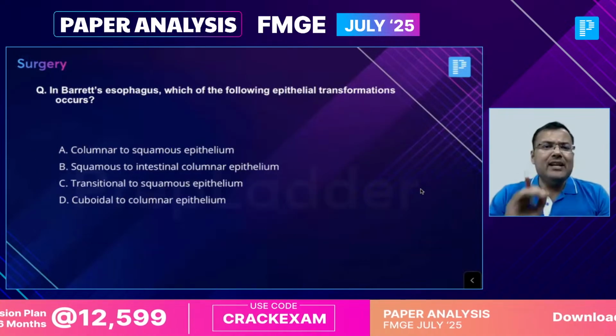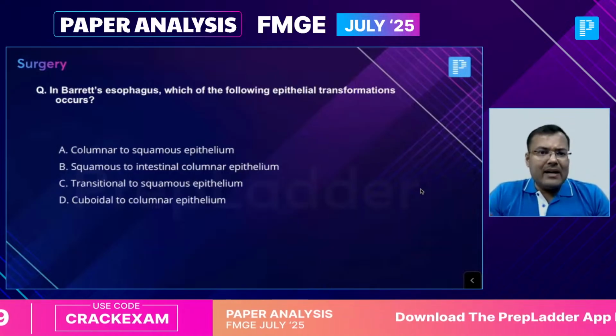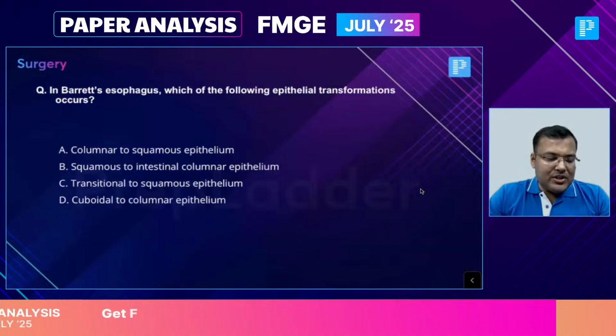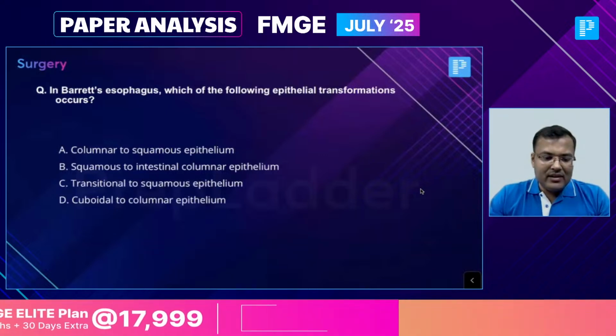Next question, guys. Easiest, all of you know the answer. In Barrett's esophagus, there is columnar metaplasia. So there is epithelial transformation. Can you tell me what is the correct answer here?